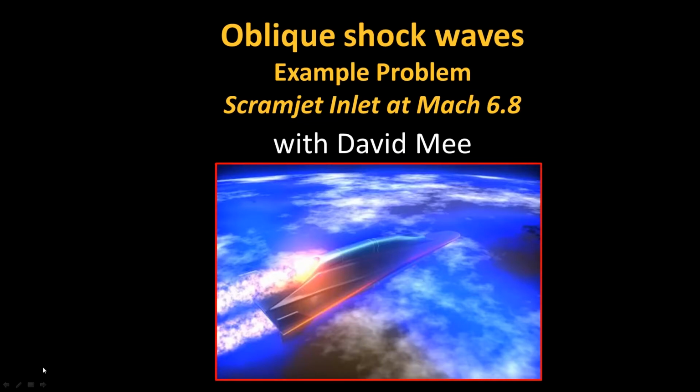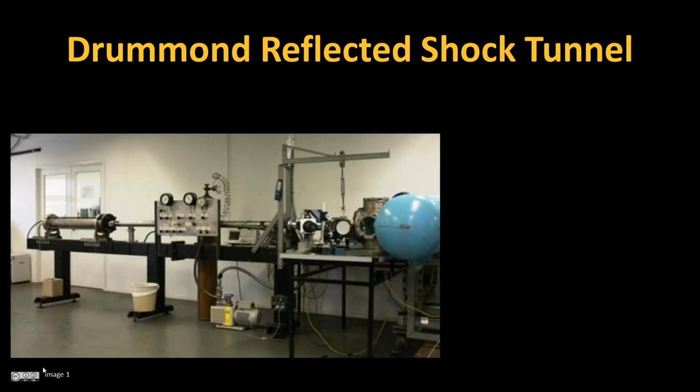Over the next few videos, I want to work through an example of some calculations with oblique shock waves. You'll recall the Drummond reflected shock tunnel from the video where we looked at sample results for attached and detached oblique shock waves. We did those tests at Mach 6.8. In our example here, we'll do our calculations at that Mach number.